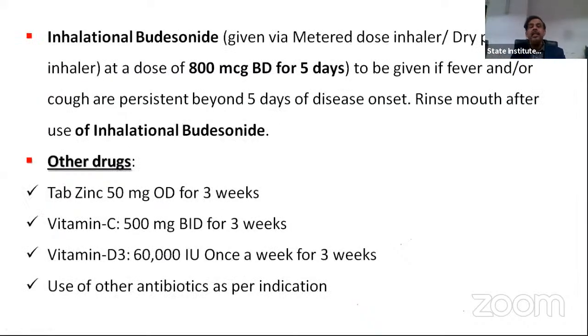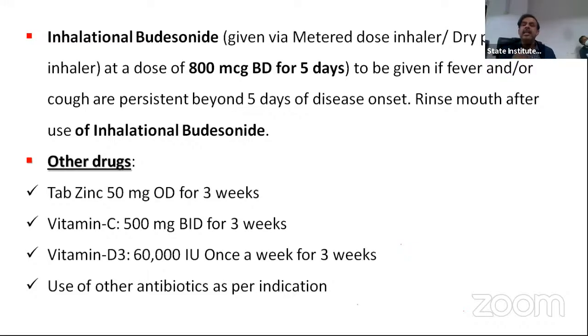So coming to another new addition in the national guideline, that is inhaled budesonide. Now this drug you can advise either by metered-dose inhaler or dry powder inhaler. The dosing of budesonide is pretty high, that is 800 microgram twice a day for 5 days. When to be given? If your home-isolated patient complains of fever and/or cough which is persistent beyond 5 days of disease onset, that's the time when you should advise inhaled budesonide. You should tell the patient to rinse the mouth after using inhaled budesonide to avoid local and systemic side effects.